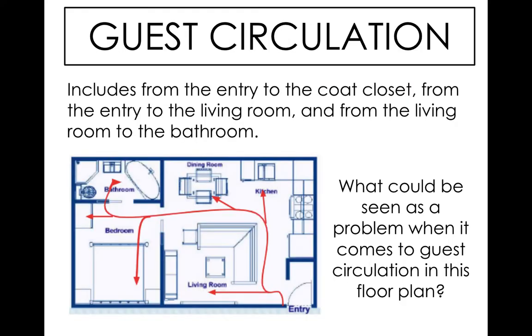So when we think about guest circulation, it includes from the entry to the coat closet, from the entry to the living room, and from the living room to the bathroom. So those are just the paths that your guests will typically have to take. So if you take a look at this traffic pattern on the floor plan, you might see that there is at least one major glaring issue when it comes to guest circulation.